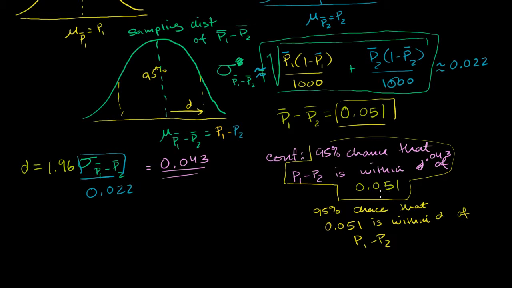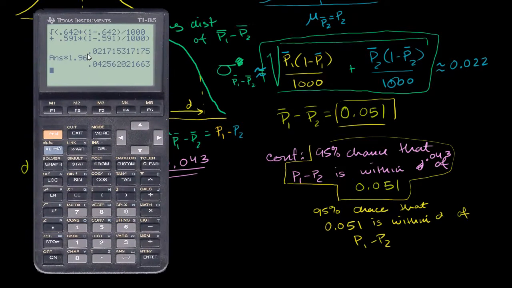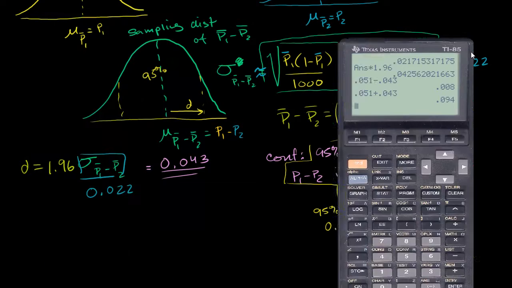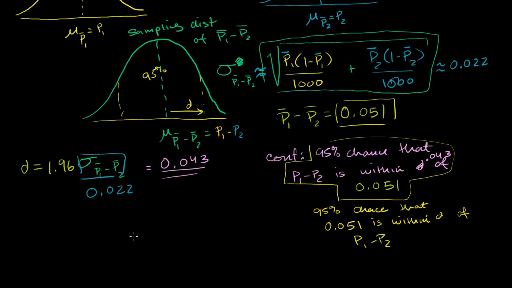Or if we actually want to get an interval, we take this value minus 0.043. So let's do that. So we could have 0.051 minus 0.043. Minus 0.043 is going to give us 0.008. And then if we add it, so 0.051 plus 0.043 gives us 0.094.